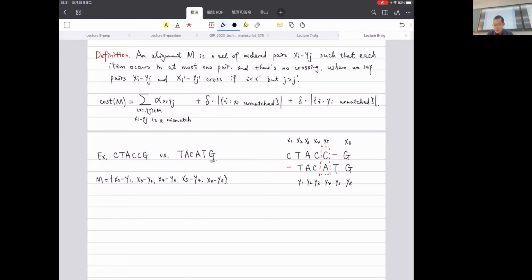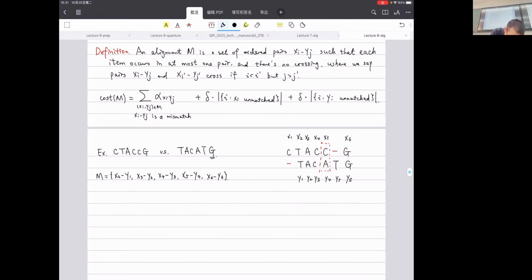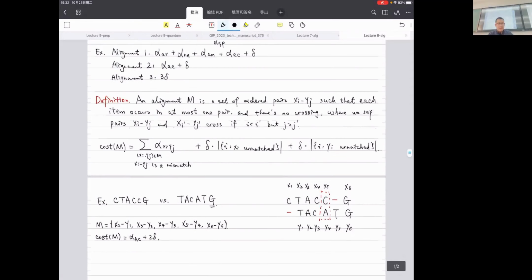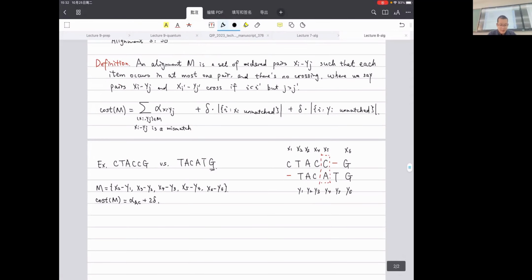What is the cost of this example, the cost of this matching M? We basically have one mismatch and two gaps here. The mismatch is between A and C, so we write alpha AC. Because we have two gaps, the cost is alpha AC plus 2 times delta. I'm sorry, is there any question about this example and the definition here?